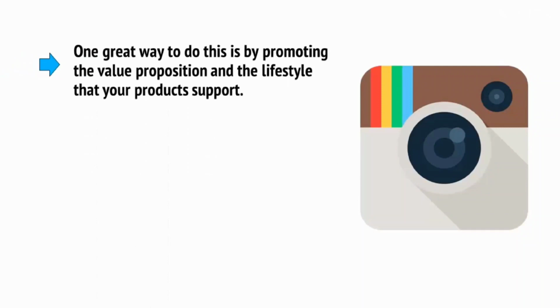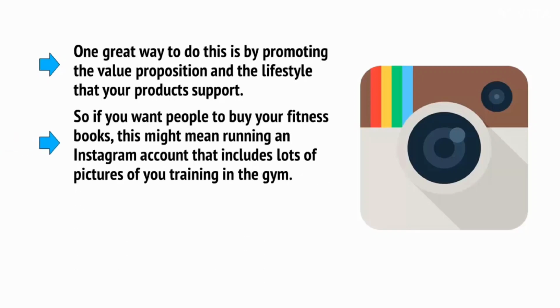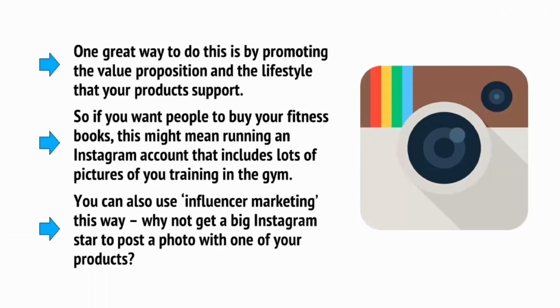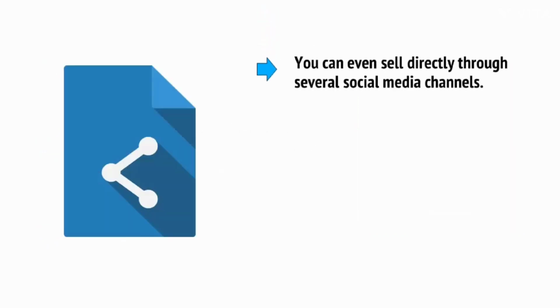And speaking of social media, this can also be used to directly sell your products. One great way to do this is by promoting the value proposition and the lifestyle that your products support. So, if you want people to buy your fitness books, this might mean running an Instagram account that includes lots of pictures of you training in the gym. You can also use influencer marketing this way. Why not get a big Instagram star to post a photo with one of your products? You can even sell directly through several social media channels.